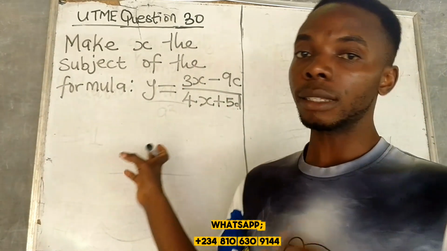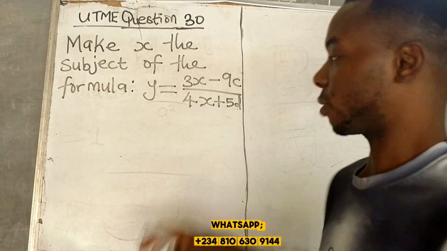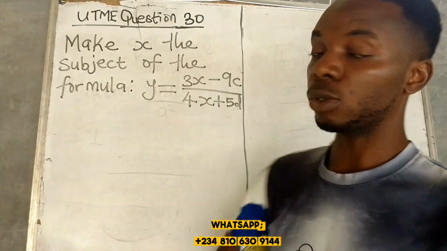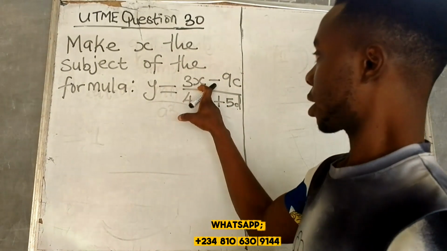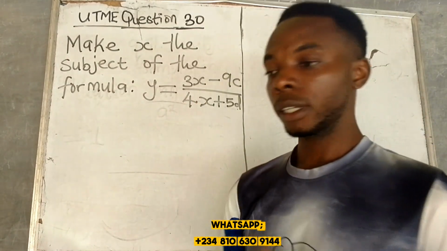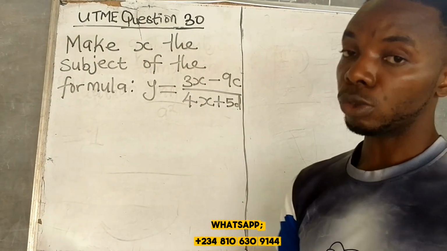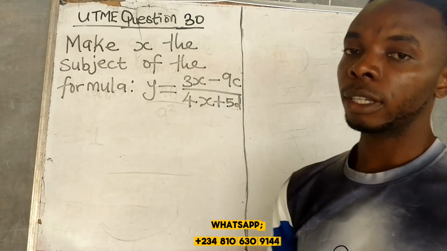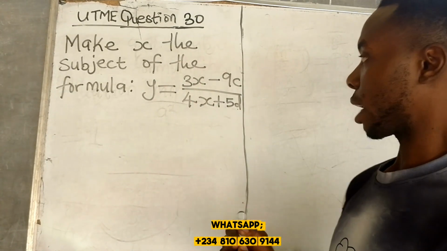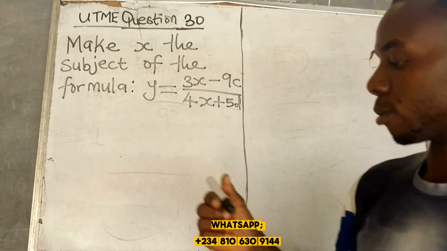If you look at this question critically, you find out that x appears in two different places, here and here, right? To make x the subject of formula in this kind of question, you need to bring this x and this x together. Now, how do you bring it together? Let's move into action.